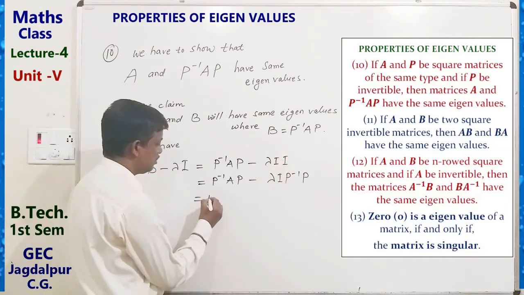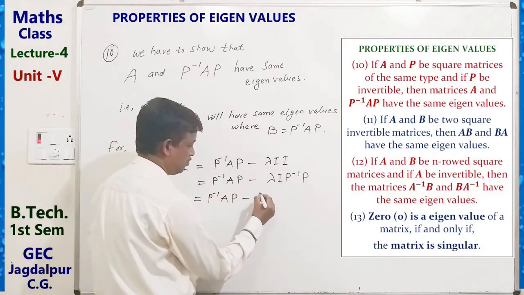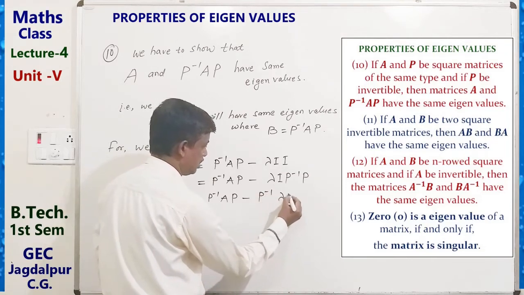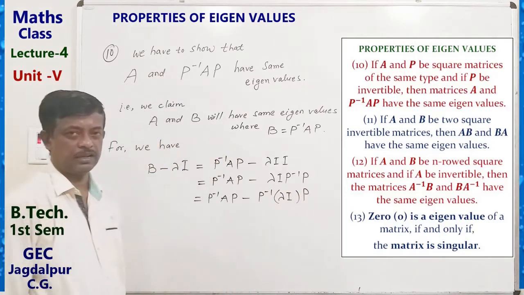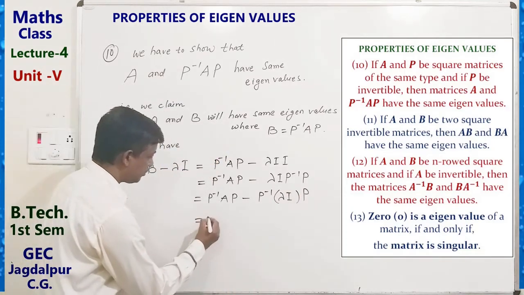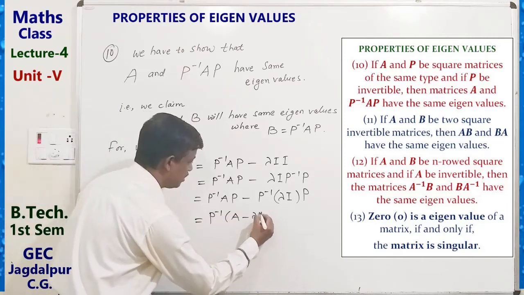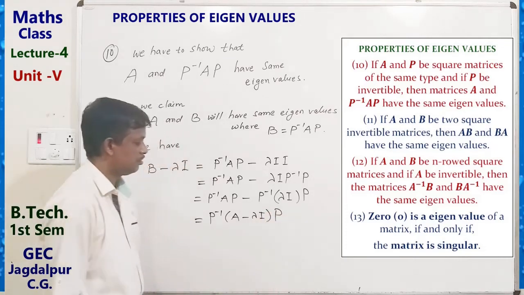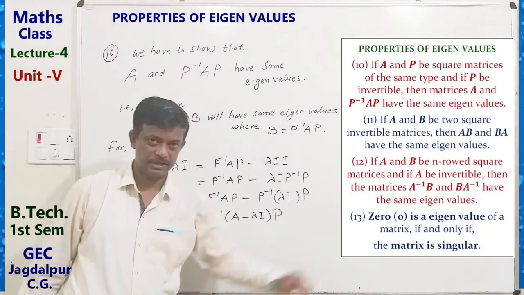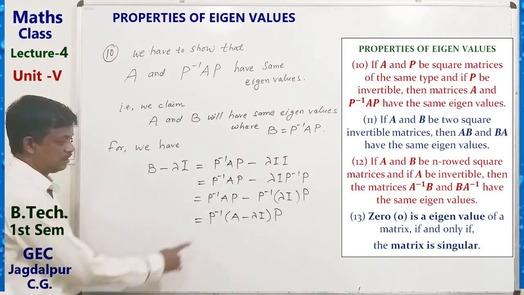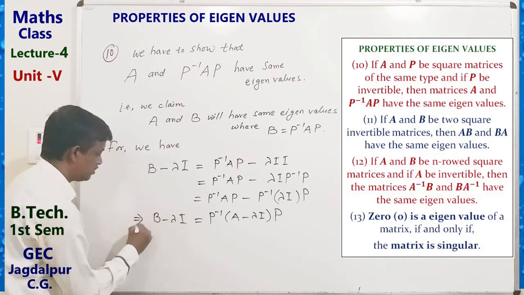Now by associativity law, here P inverse lambda I, P inverse P, we can write like this. Here by associativity, A minus lambda I, we can write just common P inverse from this side, P from this side, set like this. Okay, so B minus lambda I equals this.